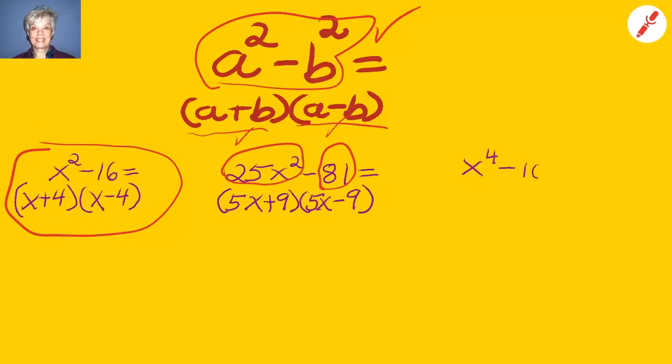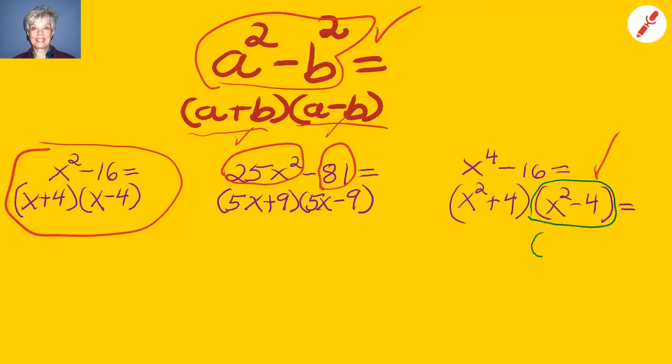Now here's a tricky one coming up. x to the fourth minus 16. x to the fourth is a perfect square. The square root of x to the fourth is x squared, and the square root of 16 is 4, so we can actually factor this by the difference of two squares and get x squared plus 4 and x squared minus 4. But look, x squared minus 4 can be factored by the difference of two squares. The square root of x squared is x, and the square root of 4 is 2.